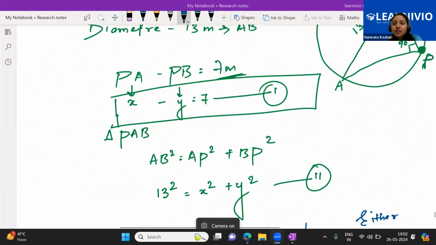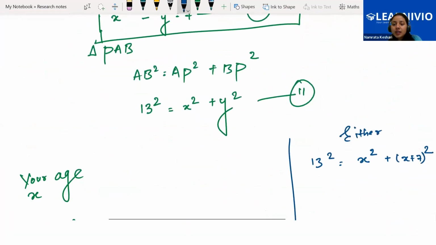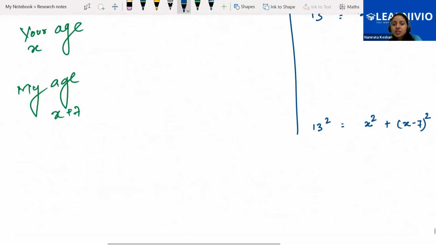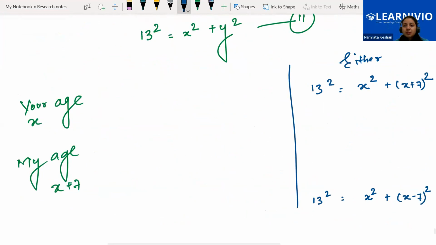I was telling you, anyway you will be solving and you are going to reach the same result. So this will be x square plus a plus b whole square, the formula you will apply. Please solve it and tell me what answer you are getting. 169.